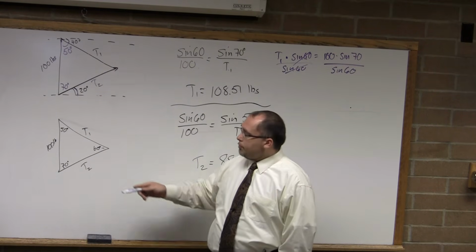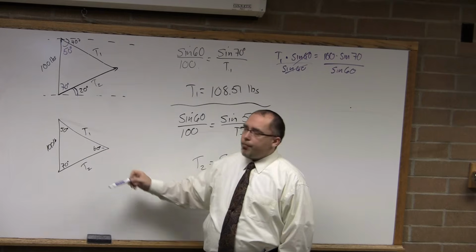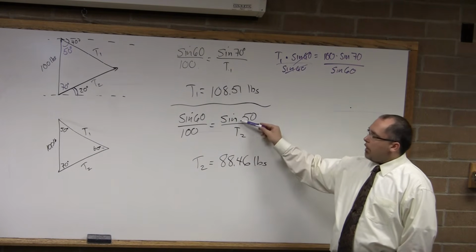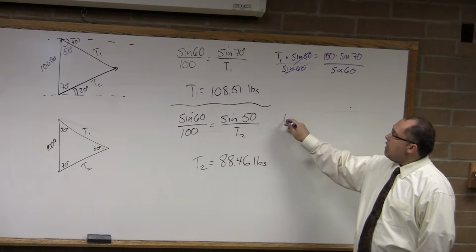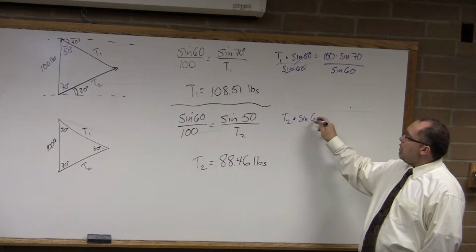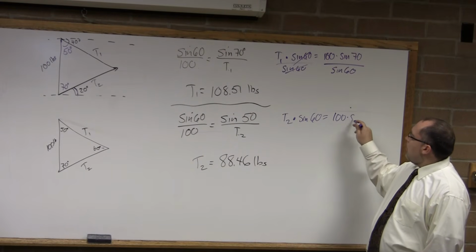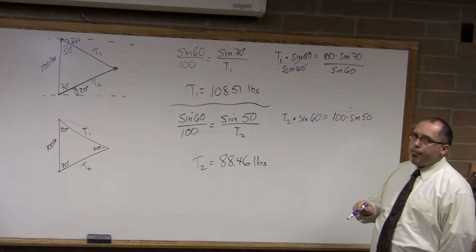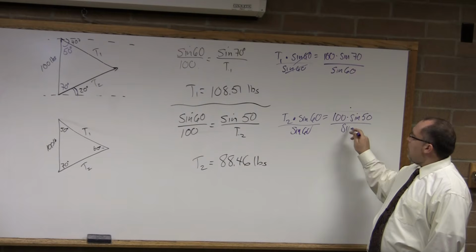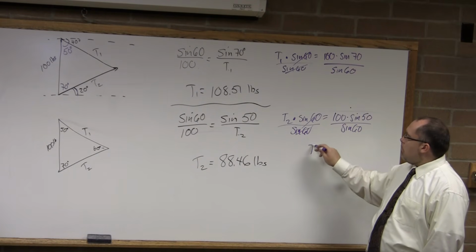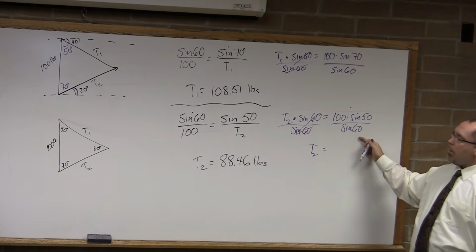To get T2, we're still going to take our sine of 60 over 100, but now that equals the sine of 50 degrees over T sub 2. So writing it out, sine of 60 over 100 equals sine of 50 over T2. If we cross multiply, T2 times the sine of 60 will then equal 100 times the sine of 50. To get T2 by itself, divide both sides by the sine of 60. And if you type that in, 100 times the sine of 50, all divided by the sine of 60, you'll get 88.46 pounds.